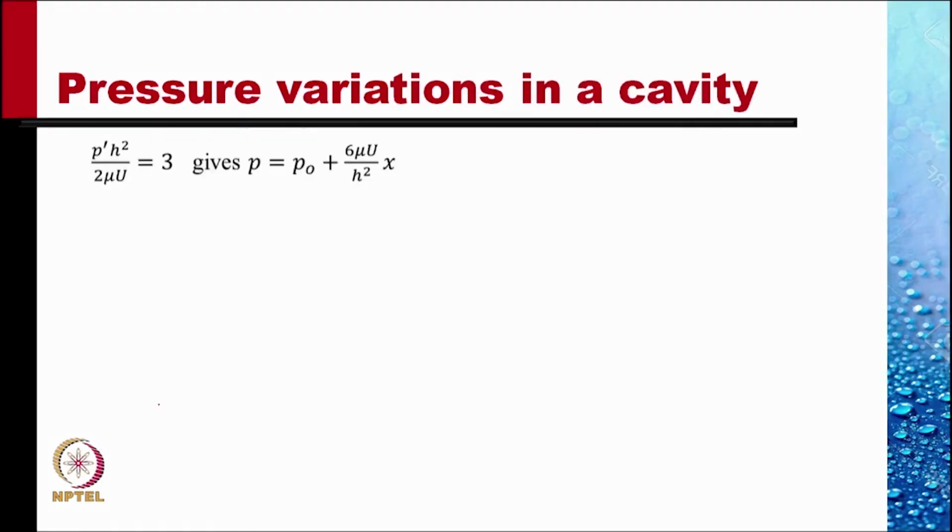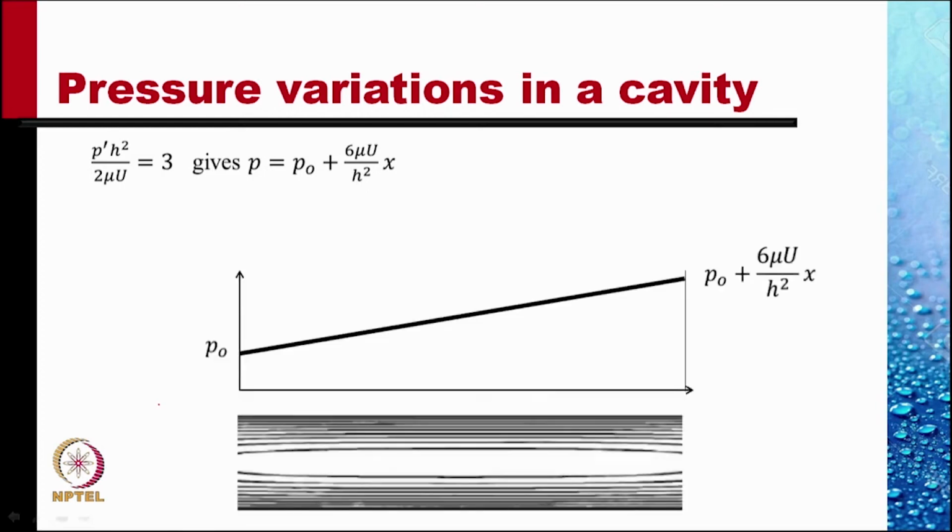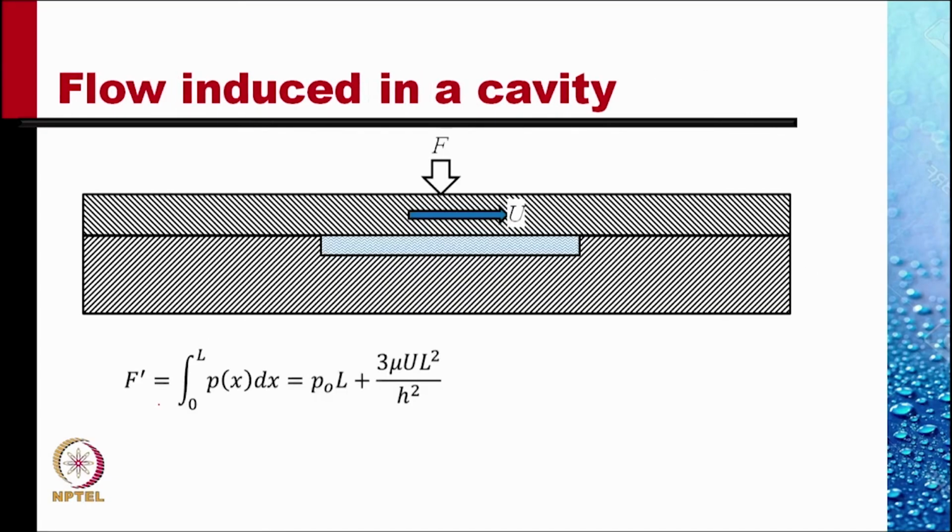This gives the pressure varies as P naught plus 6 mu U by h square into x. This is the pressure variation linearly along the slit, and the total force it can support is obtained by integrating the pressure p(x) dx over length from 0 to L.